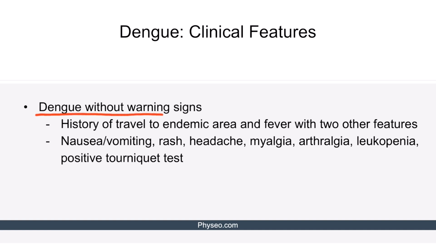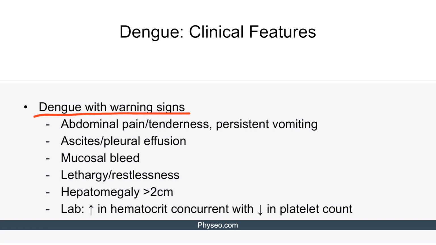Dengue without warning signs is when a patient presents with a history of travel to endemic areas and fever, along with 2 other features, such as nausea or vomiting, rash, headache, myalgia, arthralgias, leukopenia, and a positive tourniquet test. A tourniquet test is performed by inflating the blood pressure cuff to a point midway between systolic and diastolic pressure for 5 minutes. The test is confirmed positive if more than 20 petechiae per square inch appear on the skin below the antecubital fossa.